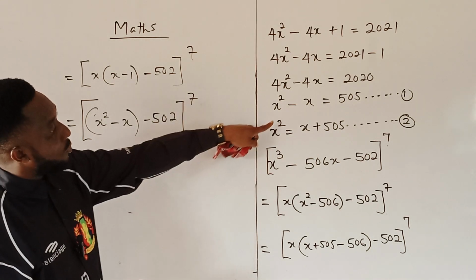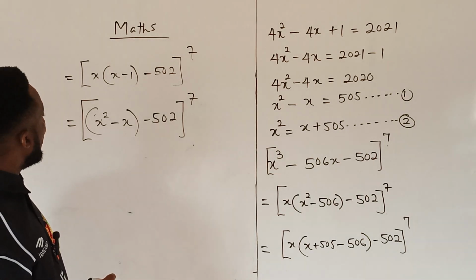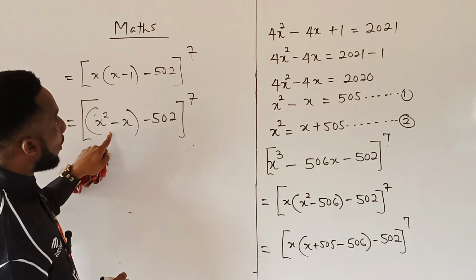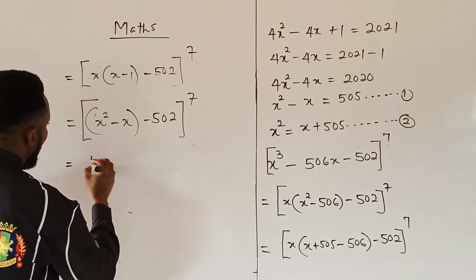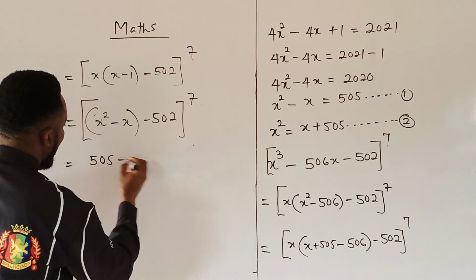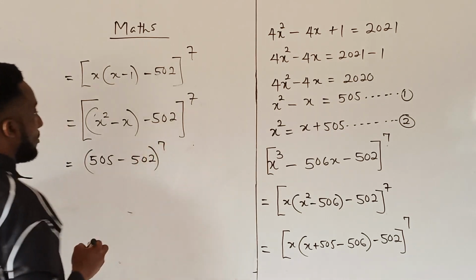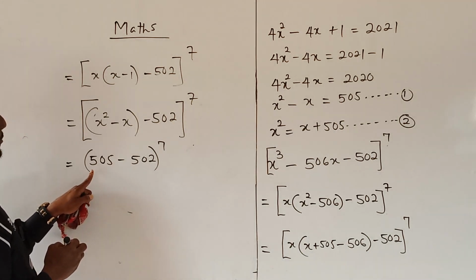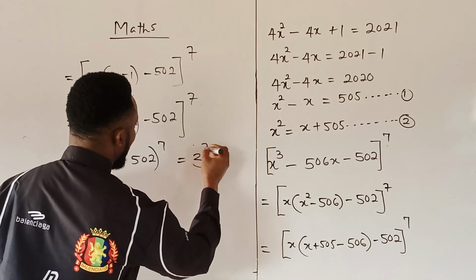And if you refer to equation 1 here, s squared minus x is equal to 505. So I will plug that in here. So this is equal to 505 minus 502, all raised to the power of 7. And 505 minus 502 is 3. Same thing as 3 raised to the power of 7.